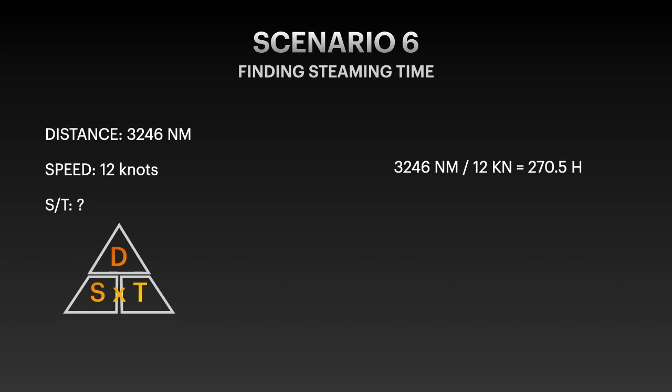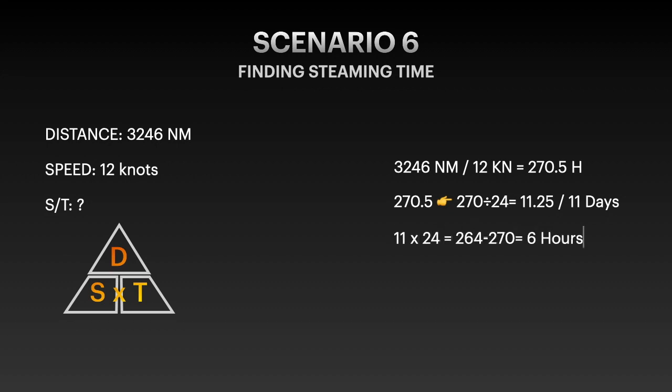So para makuha natin yung days, 270.5, tanggalin natin yung decimal point. 270 divided by 24, the answer is 11.25 or 11 days. Para makuha natin yung exact hours, 11 times 24, 264 minus 270, yung original answer natin. Ang sagot is 6 hours.